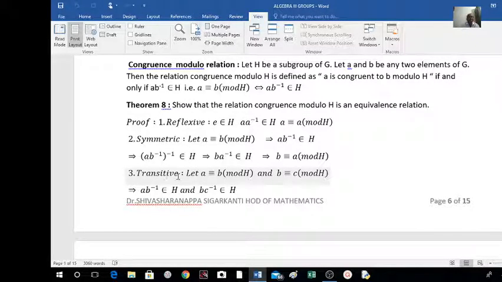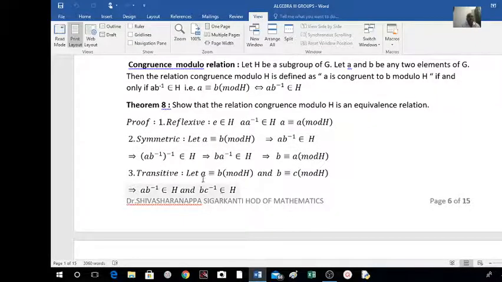Next, coming to the transitive relation. To prove that it is a transitive relation, I have to show that if A is related to B and B is related to C, then A is related to C. That is, if A congruent to B mod H and B congruent to C mod H, I have to show that A congruent to C mod H. To prove that, we just have to prove that AC inverse belongs to H, right? If I prove that AC inverse belongs to H, then we can write A congruent to C mod H.